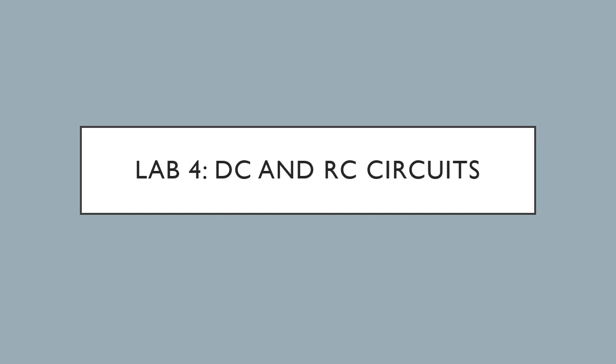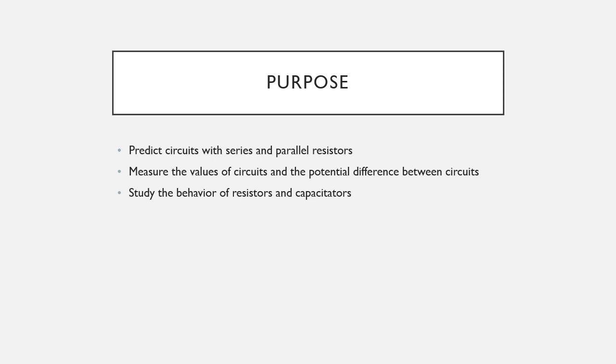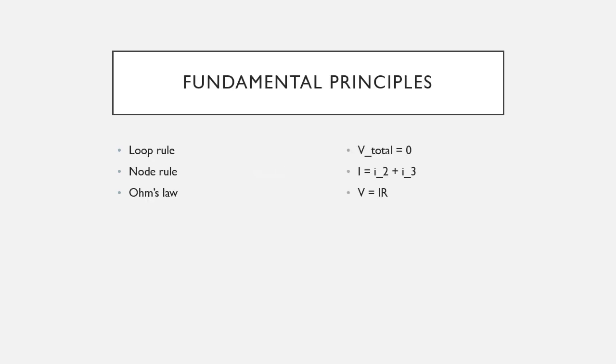Alright, this is lab 4 and we're going to be going over circuits in this lab. So our purpose is to predict how circuits interact with each other in series and parallel resistors, as well as looking at the potential voltage differences between circuits at different locations and studying the behavior of resistors and capacitors and how they affect circuits. So the main fundamental principles we're going to be looking at are these three.